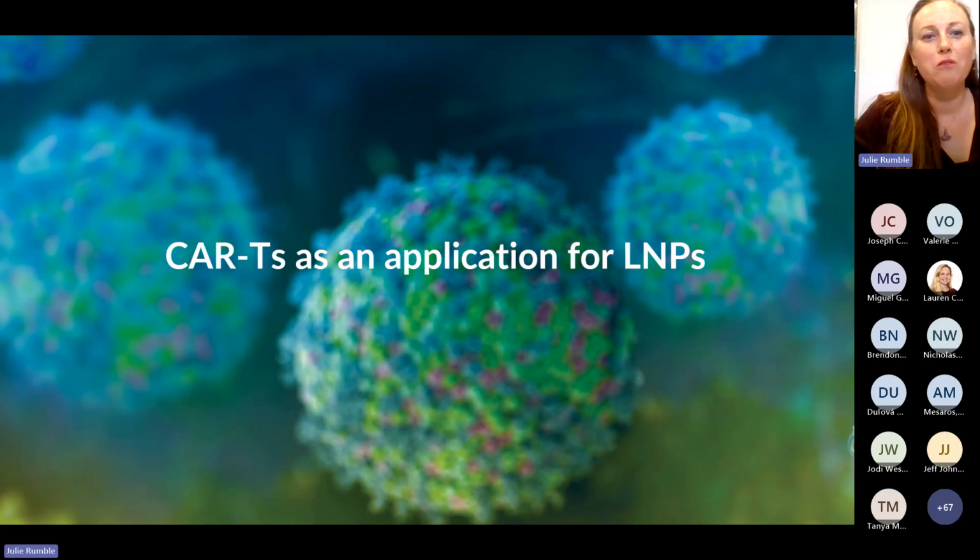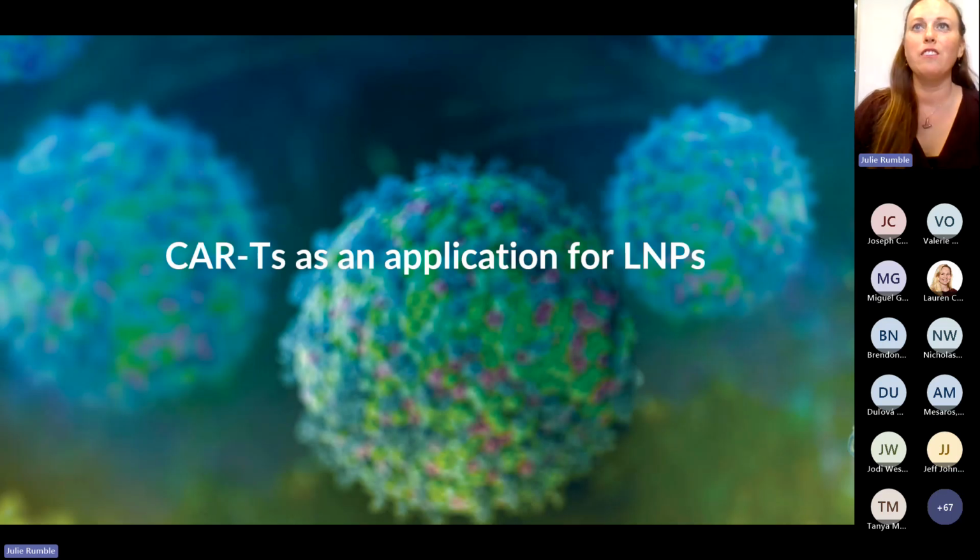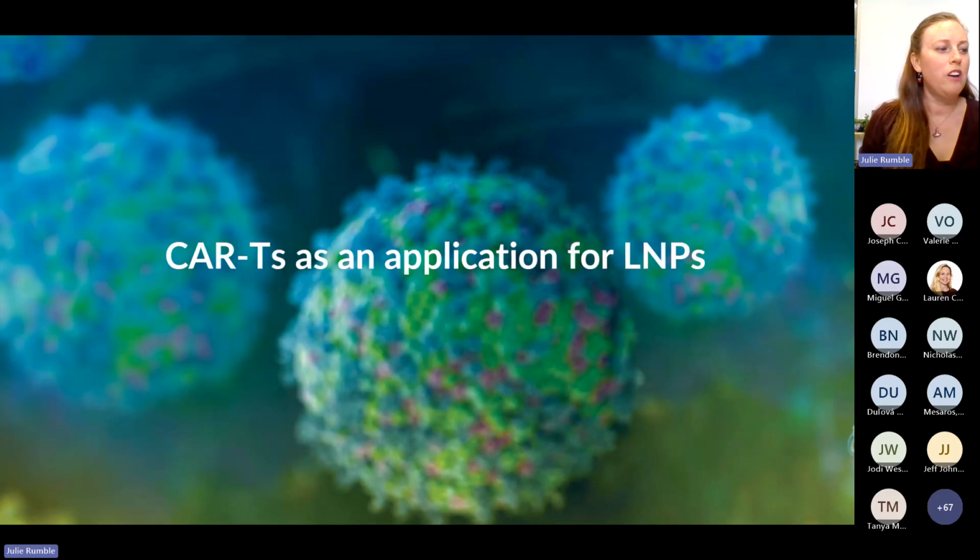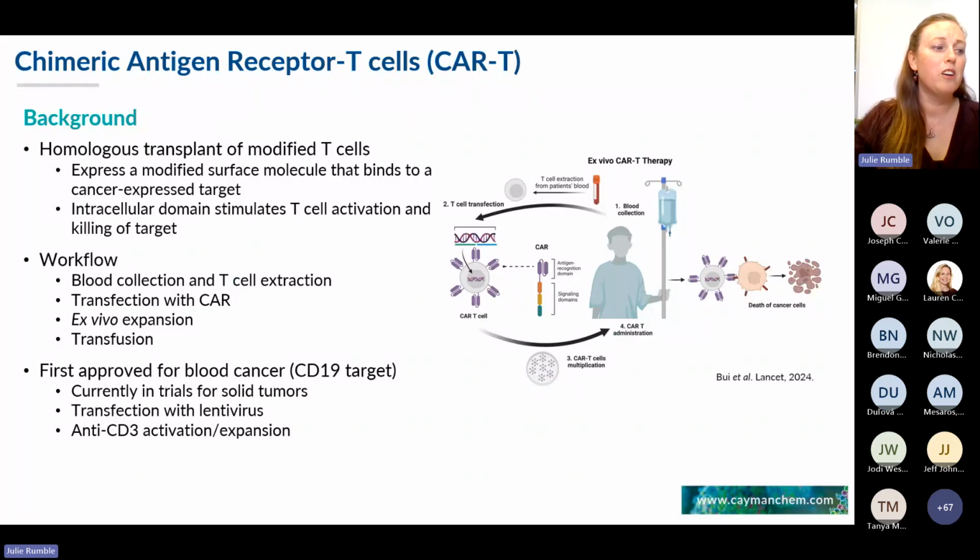Thanks, Dawn, for that really, really wonderful introduction to lipid nanoparticles and to provide the basis for talking about CAR T cells as an application for these lipid nanoparticles. So I keep saying CAR Ts. What are CAR T cells?